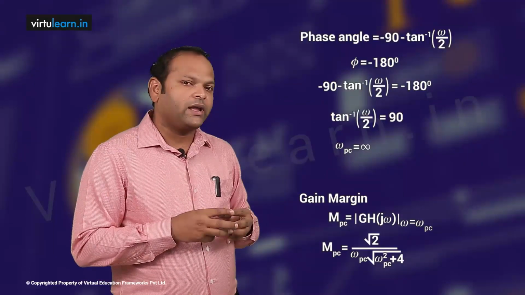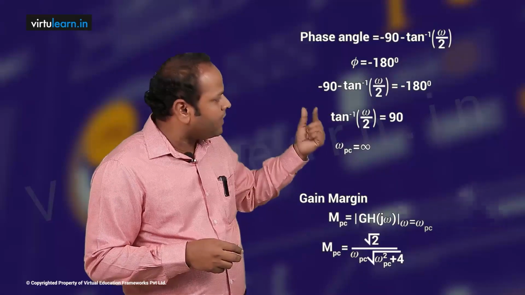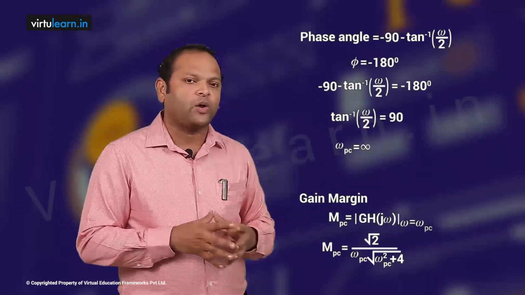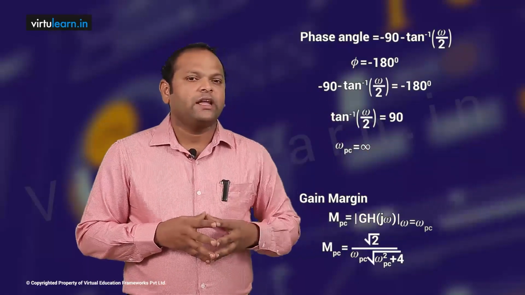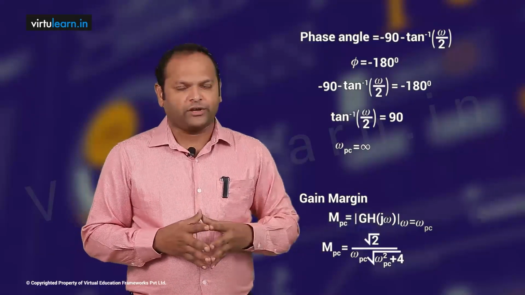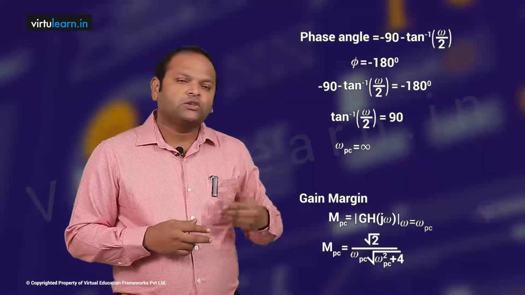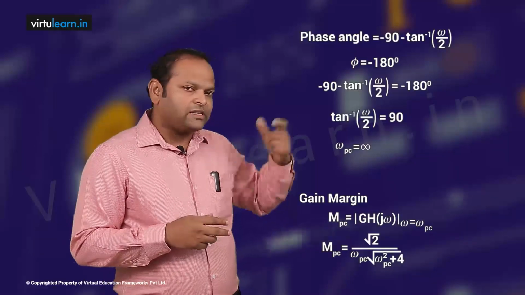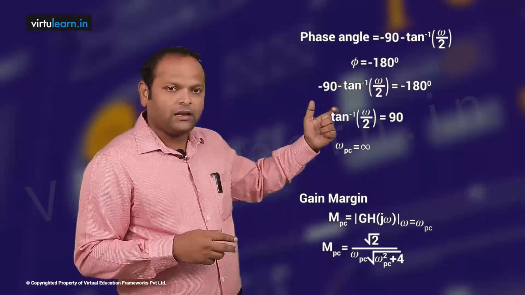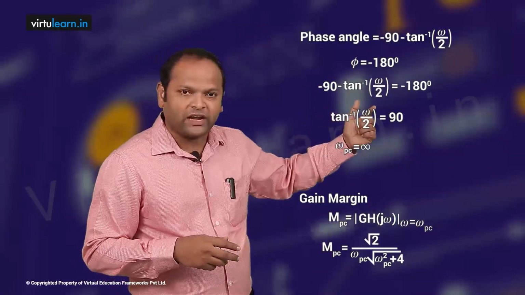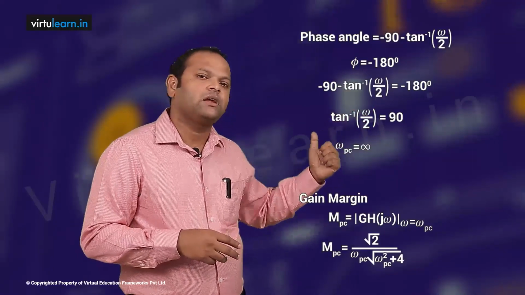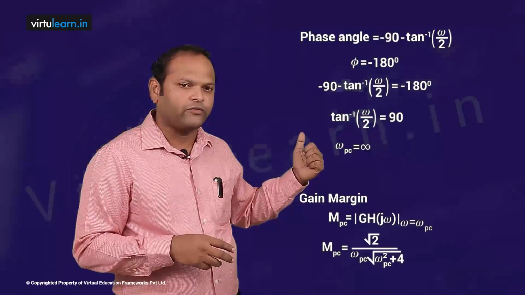So what will be the omega? Omega is infinity, which means omega PC is infinity. So in this particular problem, omega PC we are getting infinity. What is the meaning of it? Omega PC infinity means the phase angle equation is going to be minus 180 when the frequency is infinity, which is the phase crossover frequency.